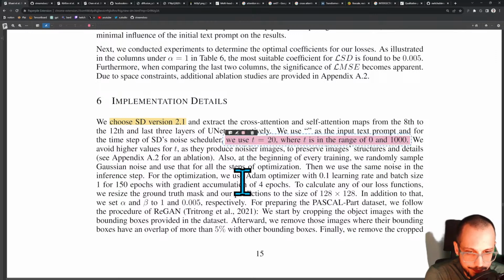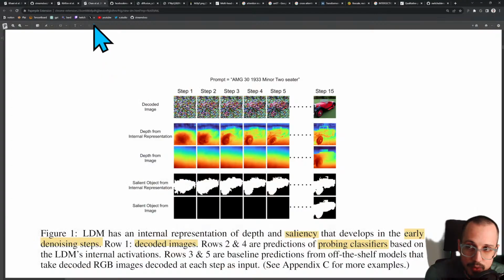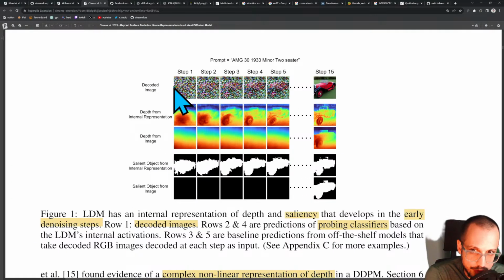Okay, so we were looking at this paper here, right, and we kind of came to the conclusion that you could have probably actually used the first time step, but they use time step 20 out of 1,000, which means that it's kind of more like maybe this one here, right? Maybe step 2.